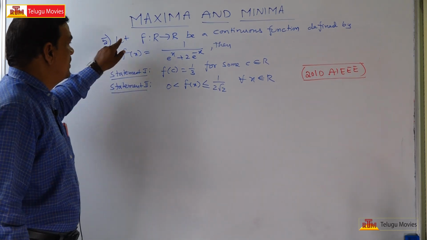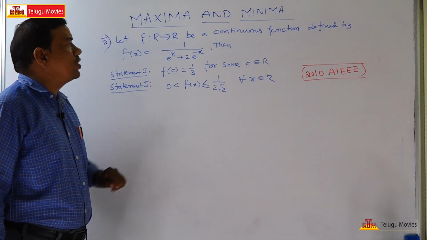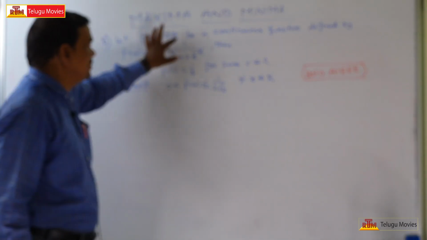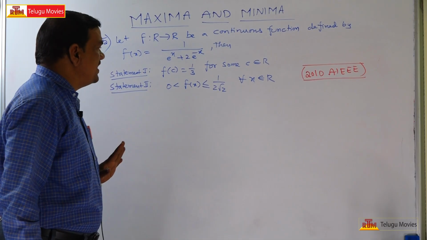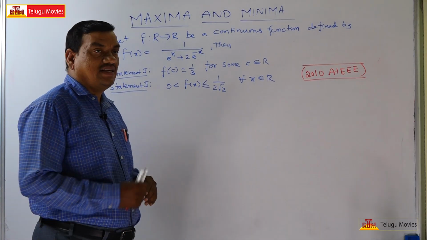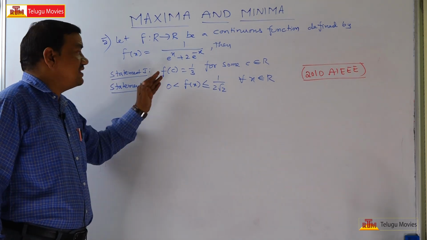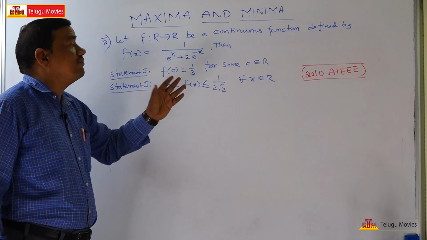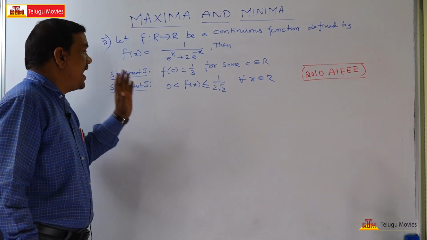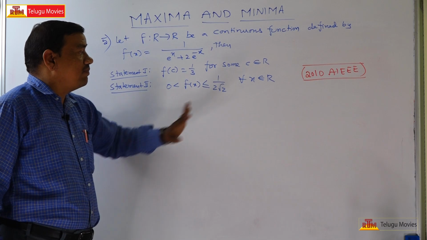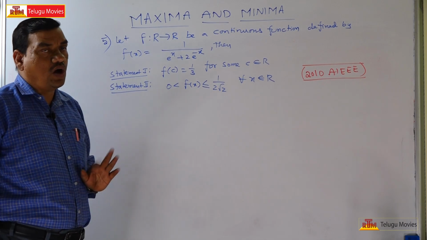So here, see here. Let f be a function from R to R, a continuous function defined by f of x is equal to 1 by e power x plus 2 times e power minus x. Then two statements are given. What are the two statements? f of C is equal to 1 by 3 for some C belongs to R. And 0 less than f of x less than or equal to 1 by 2 root 2 for all x belongs to R.